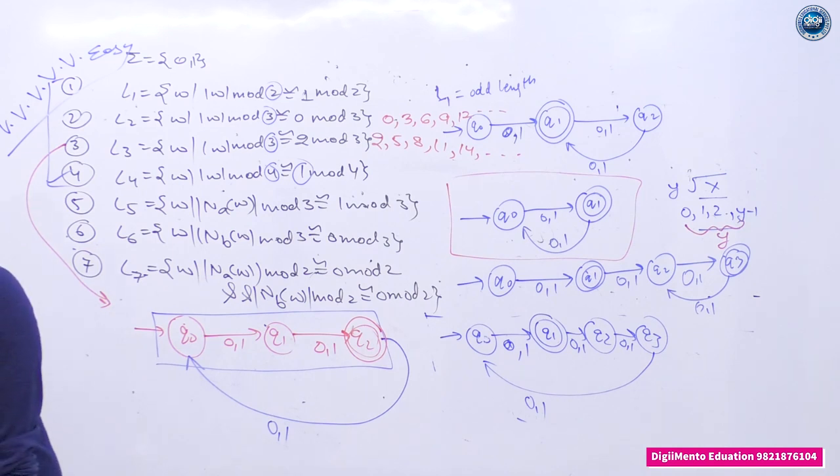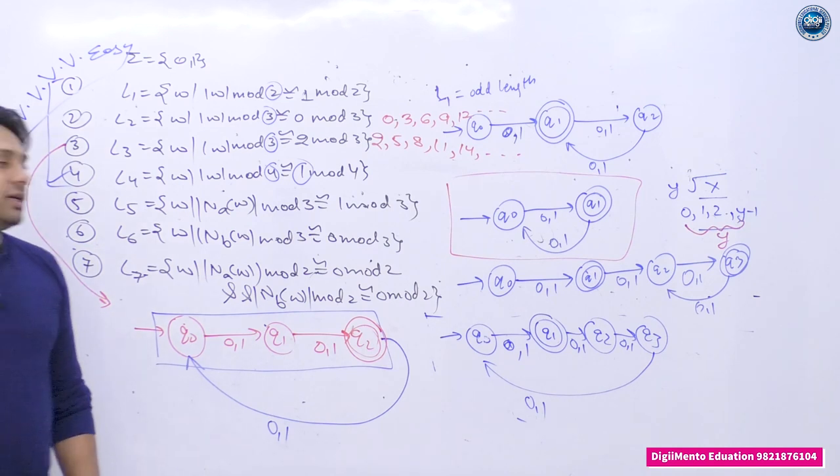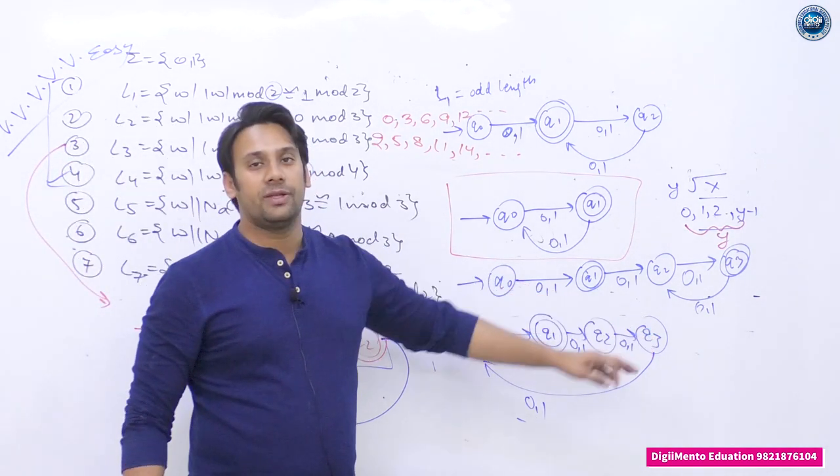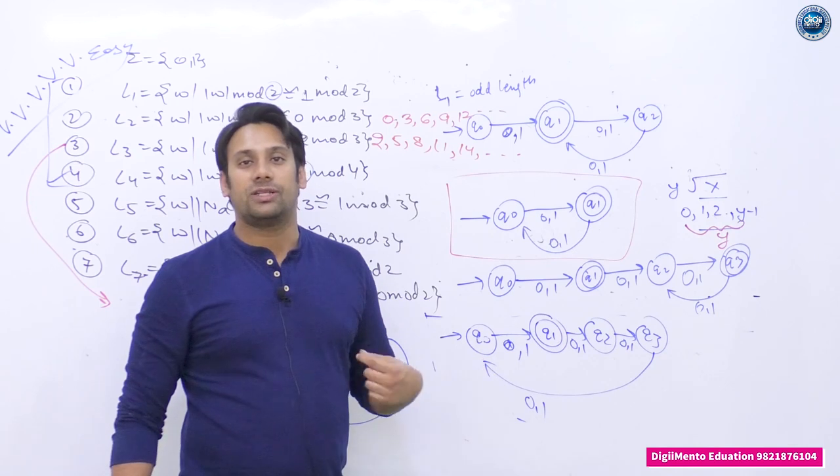So, as I said, I wanted to show each and every remainder. You want remainder 2 and also remainder 3, right? You cannot accept remainder 2, you cannot accept remainder 3.